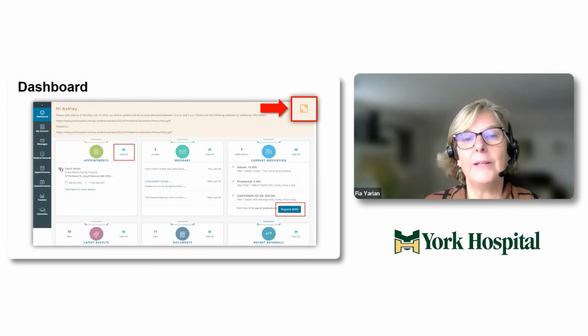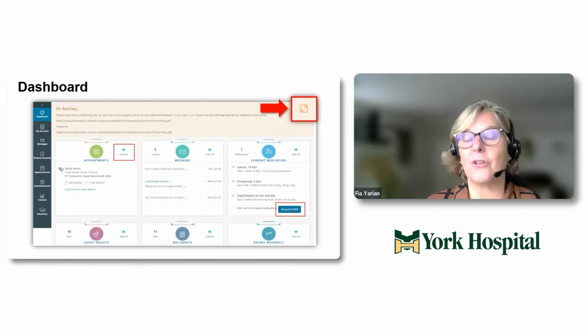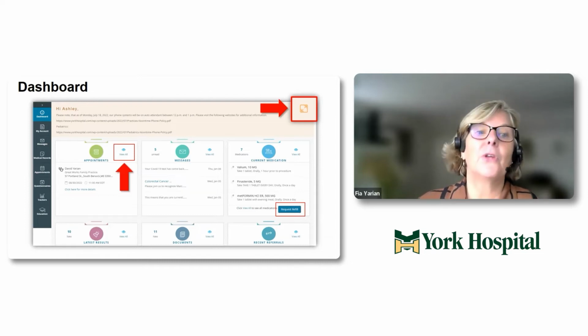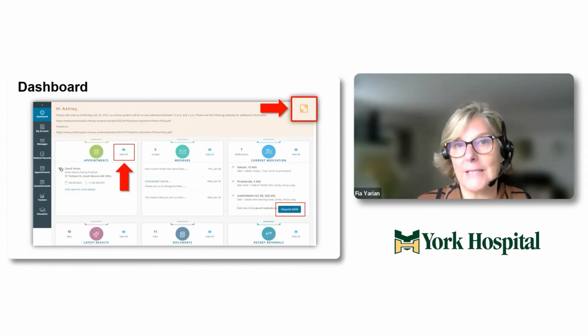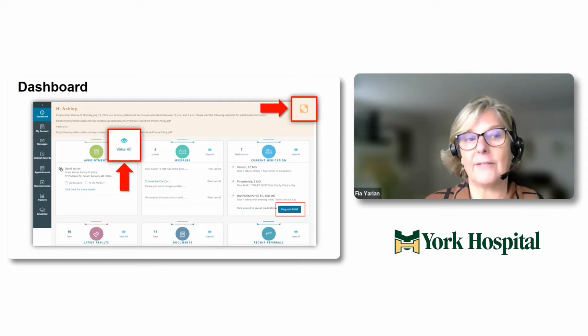Underneath there, we see many tiles. The tiles themselves show the most current information, but each tile does have a link for View All. So say, for example, the appointment tile, it's going to show my most current appointment that's coming up. But if I click the View All button, it's going to show all the future appointments that I have scheduled for any of the York Hospital provider practices.